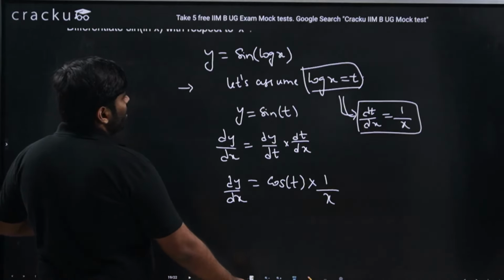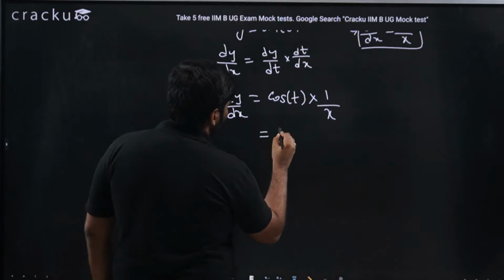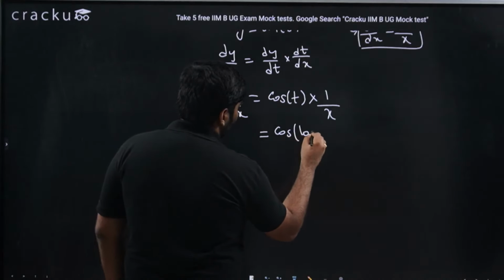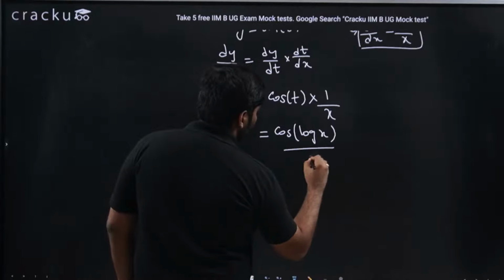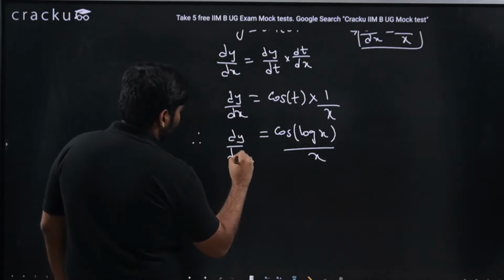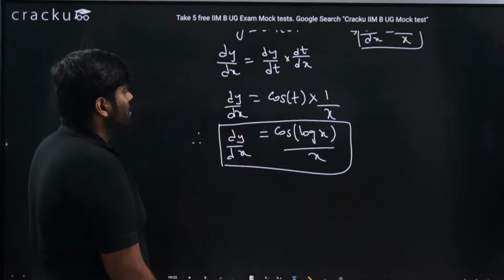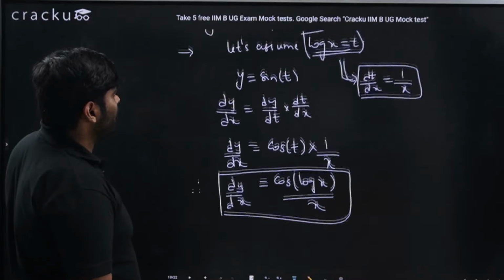But what is t? T is log x, right? Instead of writing t here, I'll just write log x. Cos of log x divided by x. Therefore, this is what dy by dx is, cos of log x by x.